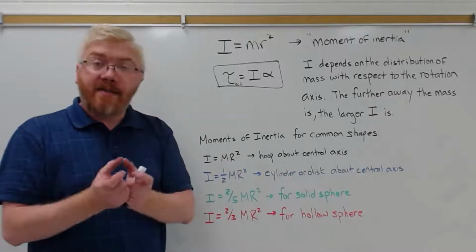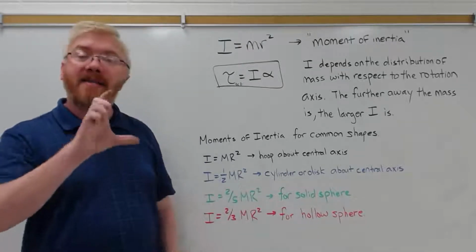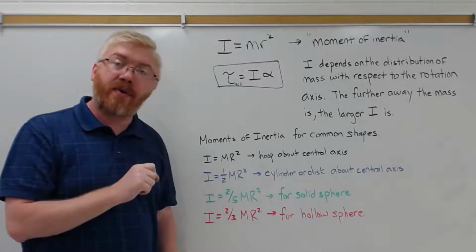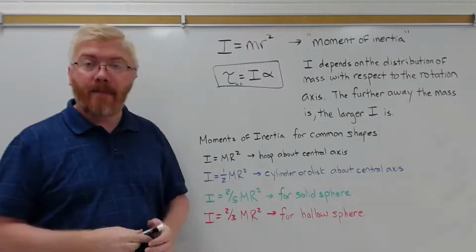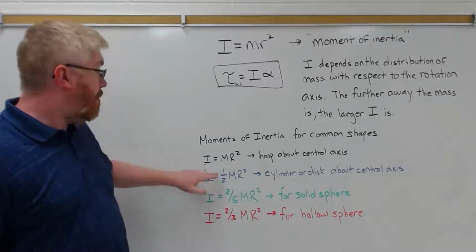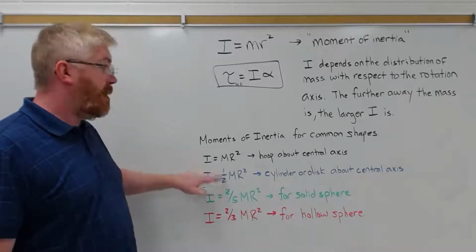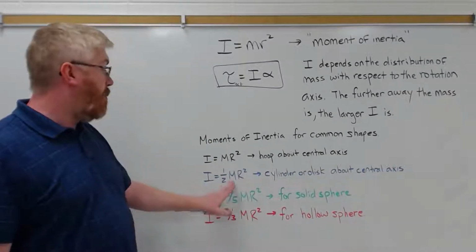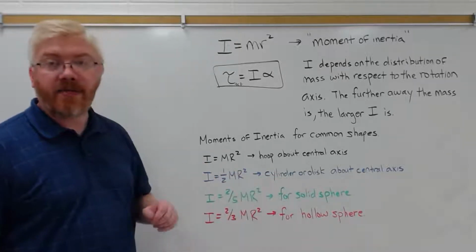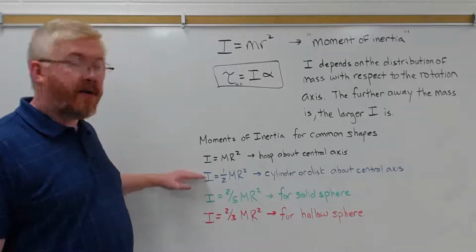If you have a disk of material instead of a hoop or a ring, then that disk has some mass close to the center of rotation and some mass further away. So the moment of inertia falls. For a disk or a cylinder about the central axis, the moment of inertia is just 1/2 mr squared, where m is the mass of the cylinder or the disk, and r is the radius of the cylinder or disk. It's easier to spin a cylinder than it is to spin a hoop.